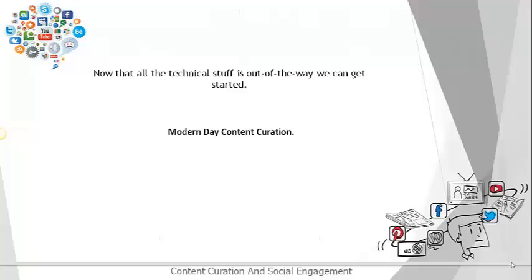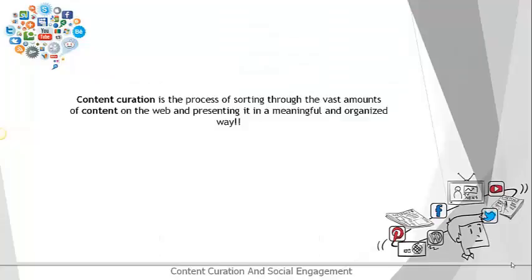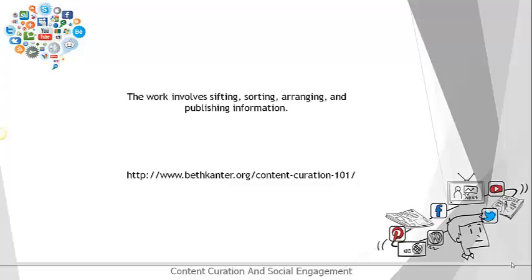Now that all the technical stuff is out of the way, we can get started. Content curation is the process of sorting through vast amounts of content on the web and presenting it in a meaningful and organized way. The work involves sifting, sorting, arranging, and publishing information.